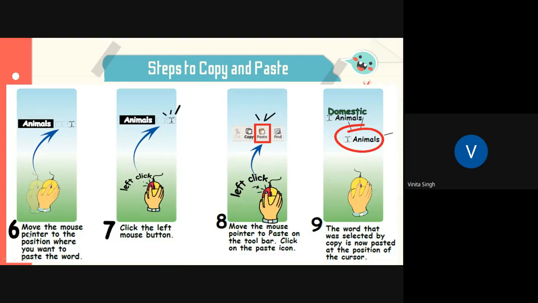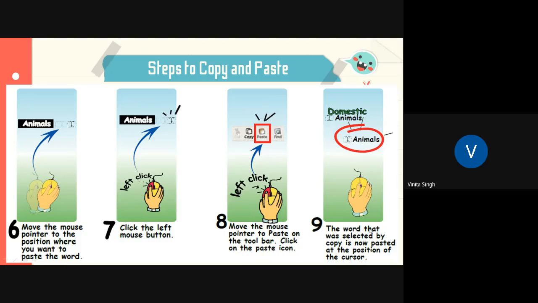Now move the mouse pointer to the position where you want to paste the word. For example, I need to paste somewhere else. So I'll move my cursor to a different position. Now you need to click the left mouse button. You will see the paste option available in the toolbar. You need to click on the paste icon.